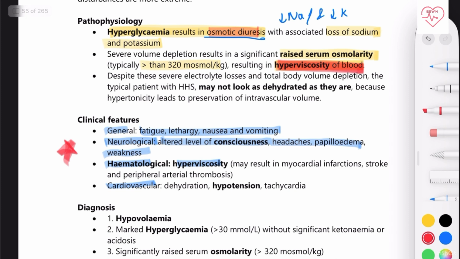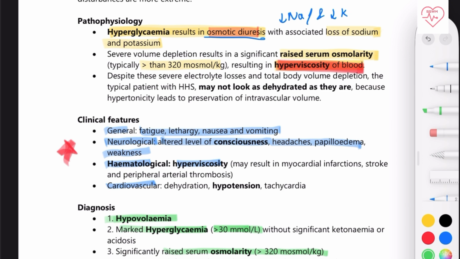Now with the diagnosis part, let's discuss: hypovolemia, marked hyperglycemia greater than 30 millimole per liter without significant ketonemia or acidosis, and raised serum osmolarity greater than 320 milliosmol per kg. Note, a precise definition of HHS does not exist. There is no exact information given for HHS.